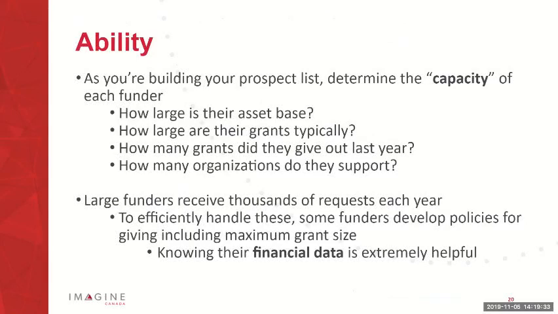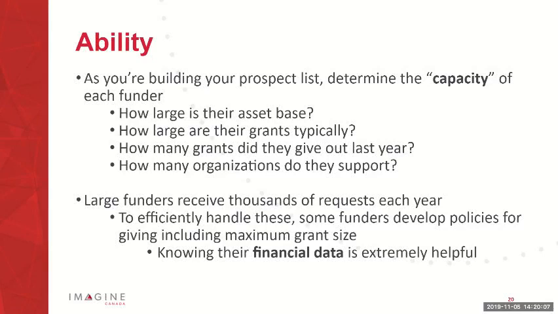And now ability. So what is ability or capacity? It's really important because a funder won't grant your request if they can't feasibly support your need. So as you're building your prospect list, to help you determine the capacity of each funder, you're going to want to think of questions like these. How large is their asset base? How large are their grants typically? How many organizations do they support each year, and how many grants are given out? Because the knowledge that a funder gives 100 grants in a year versus 5 really will be helpful for you in determining the likelihood of receiving support from them.